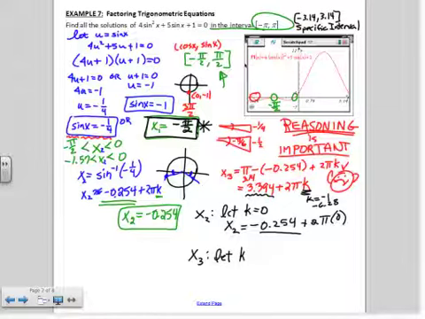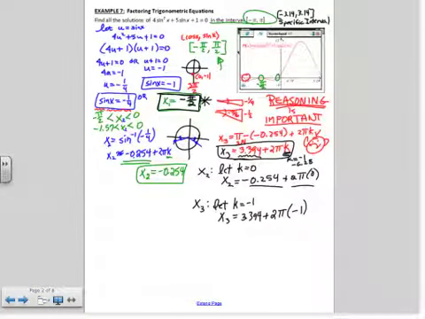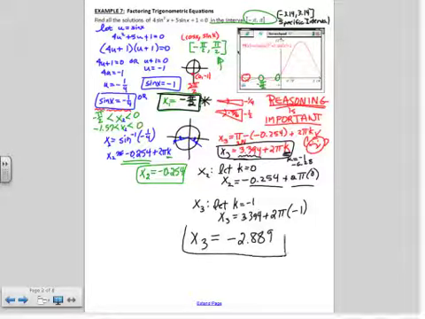How about we let k equal negative 1 in this formula right here. You're right. So x3 equals 3.394 plus 2 pi, k is negative 1. And I'm just going to save you the time. We're not going to try to multiply this in our head because we don't have time on the video. We get this, and there you go. Is that in our interval? Yes. So we have our three answers.